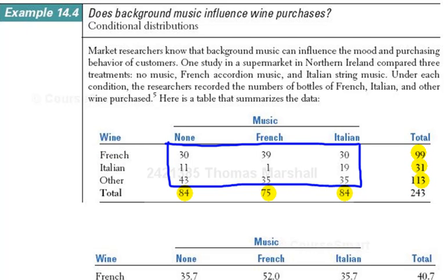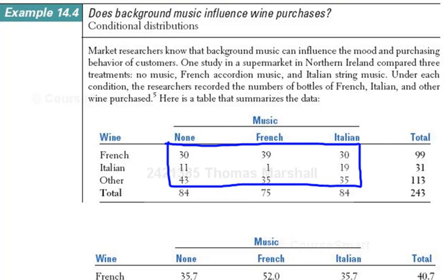Conditional distributions were when we looked at one category. So in other words, out of all the bottles that were sold while the French music was playing, that's 75 bottles, 39 were French. So I could get a conditional distribution of how many bottles of wine of each country were sold while the French music was playing. So to get that, I do 39 divided by 75.